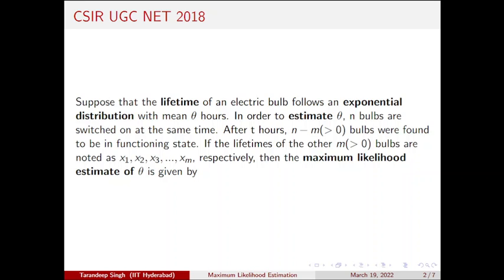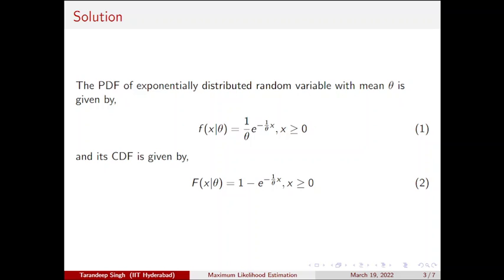So let's get started with the solution. We know that the PDF of an exponentially distributed random variable with mean theta is given in this form: f of x given theta equals 1 upon theta e to the power minus 1 upon theta x, where x is greater than 0. In the same way, you can see the CDF given in this equation.